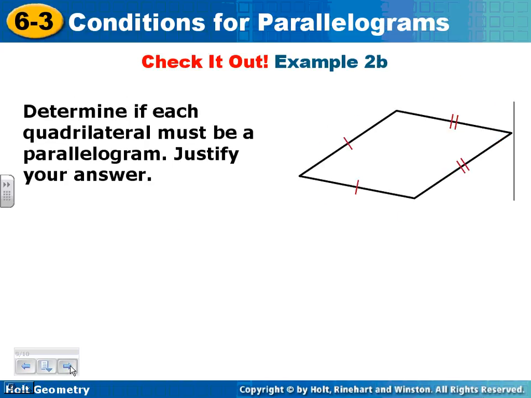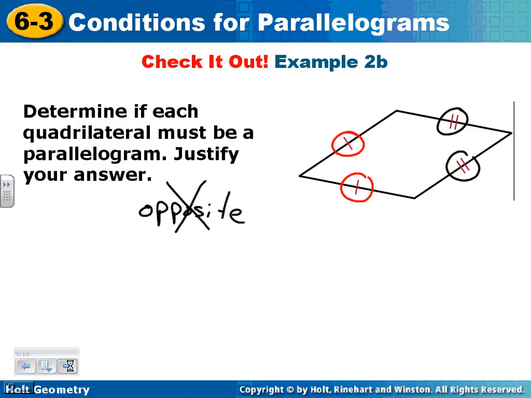Next one. Do I have enough information? I have the consecutive sides congruent. Those two and those two. But to be a parallelogram, I need opposite sides, and I don't have it. So is this a parallelogram? The answer is no.